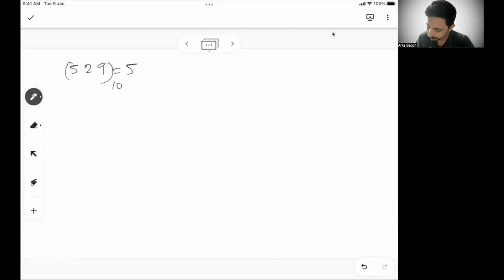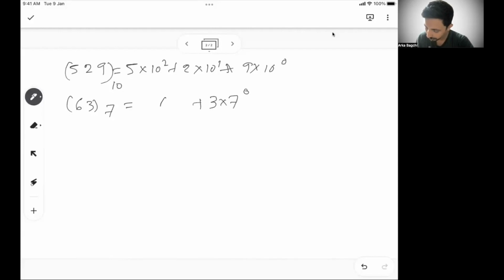So that means 5 into 10 square plus 2 into 10 to the power 1 plus 9 into 10 to the power 0. So that makes it 529. Okay, now if I write you 63 base 7, that means I have to write 3 into 7 to the power 0 plus 6 into 7 to the power 1. Okay, that's how we write it. So this is what is normally denoted as writing from a base system.